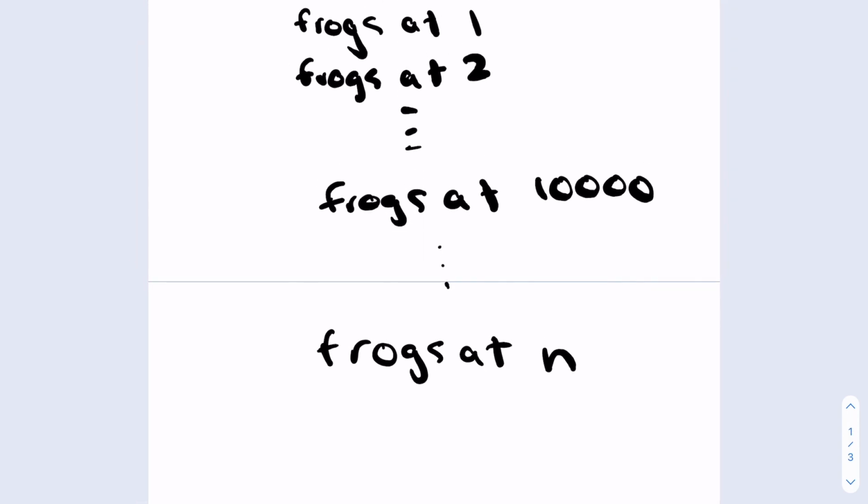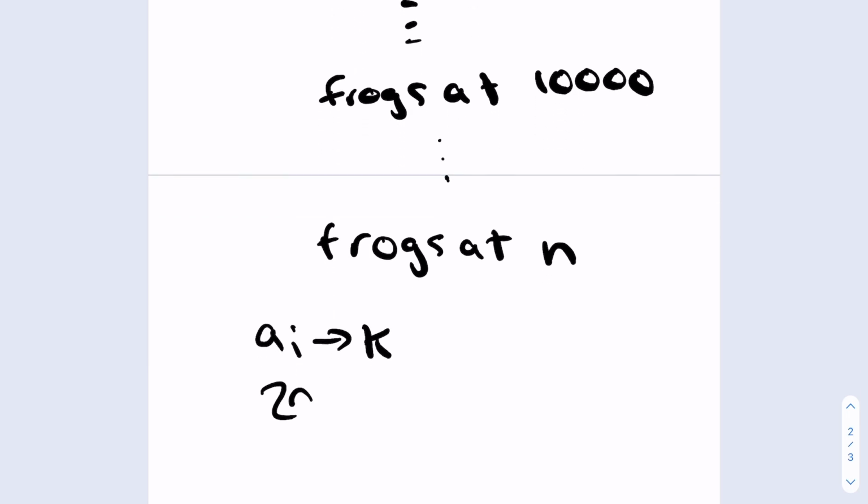Thus, if we have k frogs with value ai, then we can add k to ai, k to 2ai, k to 3ai, and so on, all the way as m times ai is less than or equal to n.